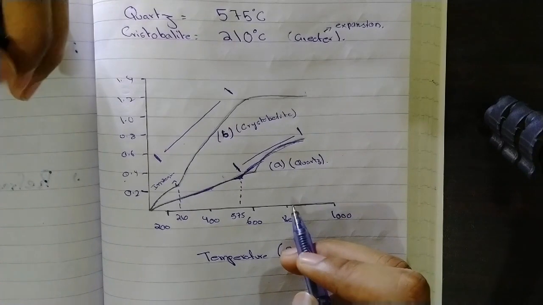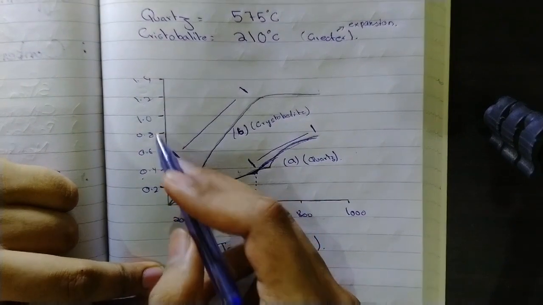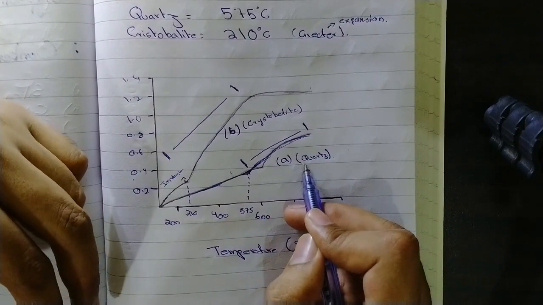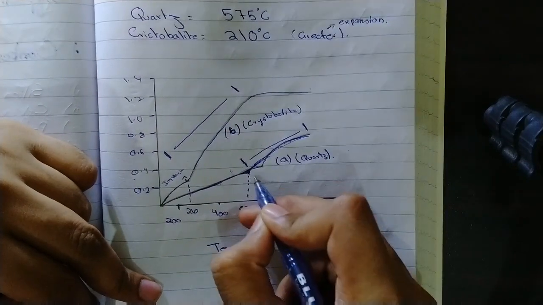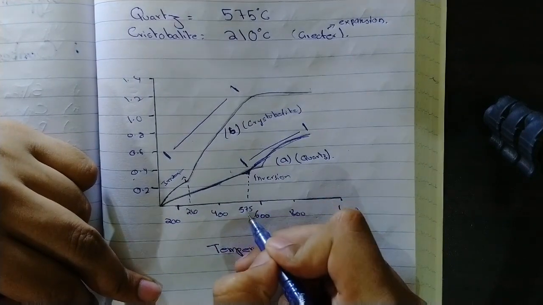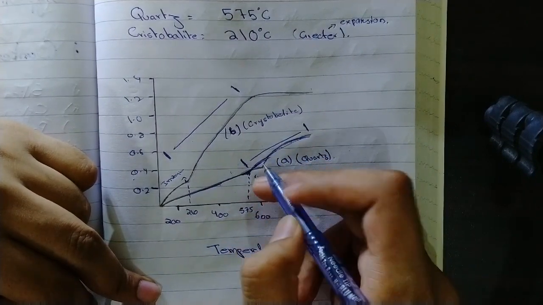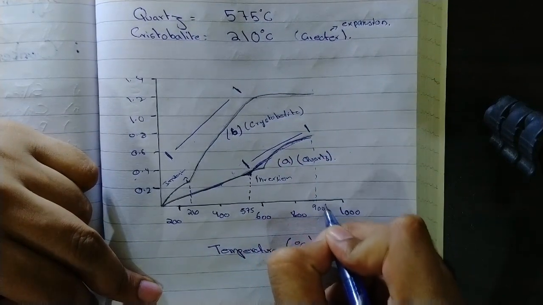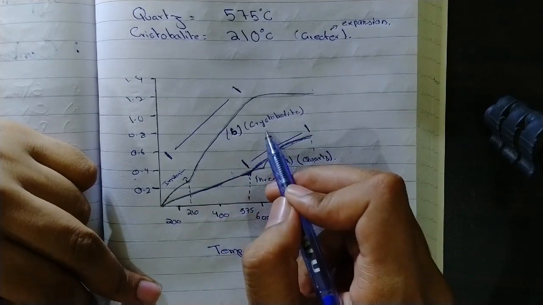Now look at this graph. In this graph we have temperature on the x-axis and the expansion on the y-axis. This A represents the quartz. Now see that quartz undergoes inversion. This indicates the inversion point. Quartz undergoes inversion at 575 degrees centigrade, so it has this much time or tenure for the expansion till almost 900 degrees centigrade. And in contrast, this is B, which represents cristobalite.